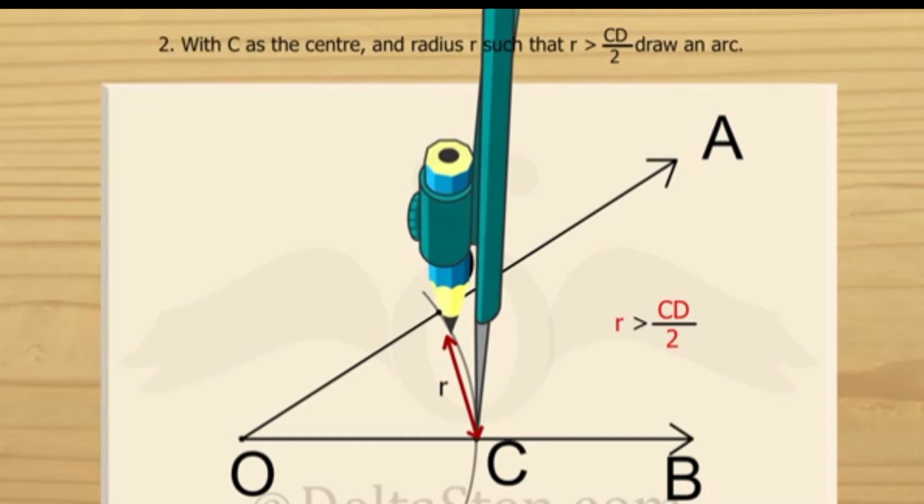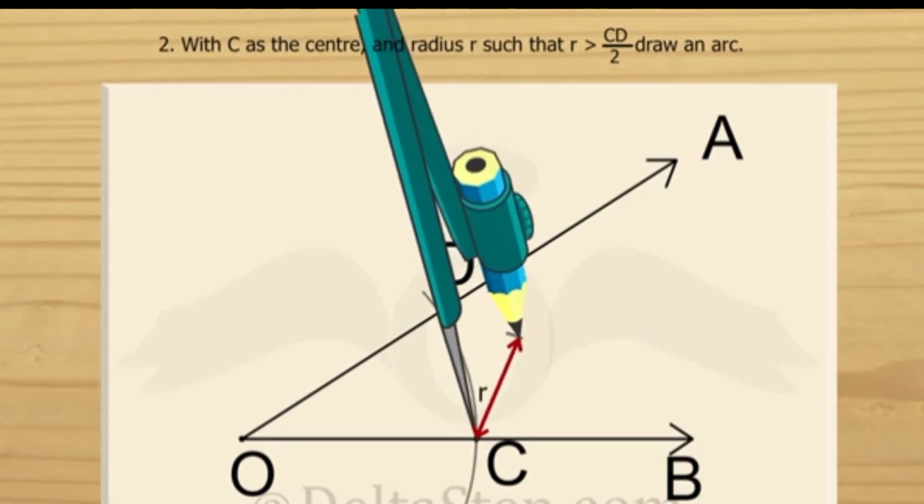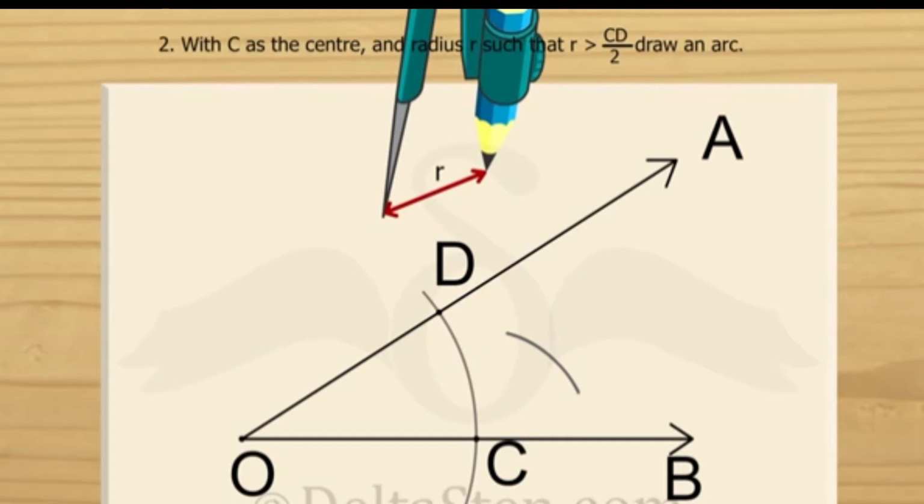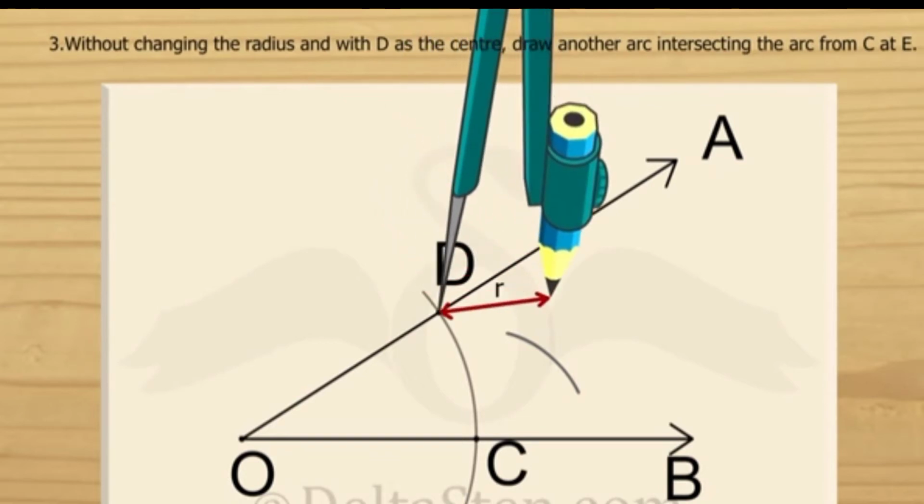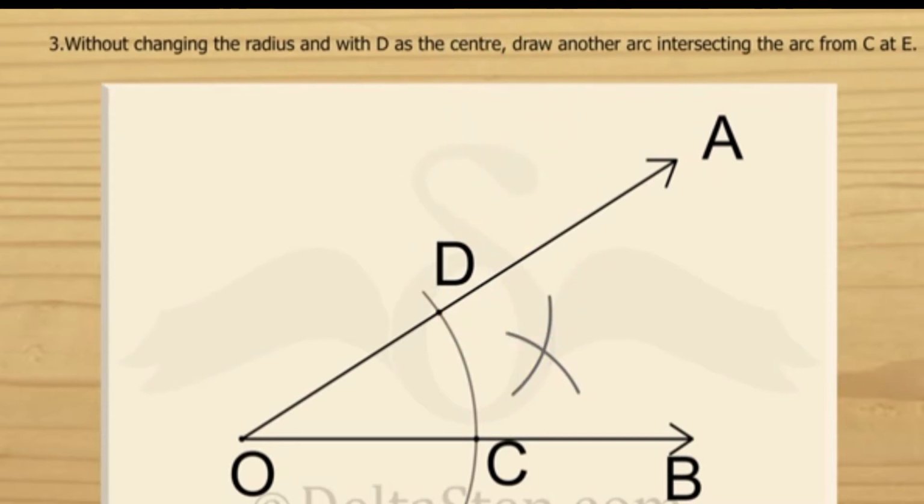Now, with C as the center and using the new radius, we draw an arc. Draw the arc in between the two arms of the angle and opposite to the side of point O with respect to CD. After drawing the arc from C, without changing the radius, that is with the same radius and D as the center, draw another arc to meet the second arc at point E.